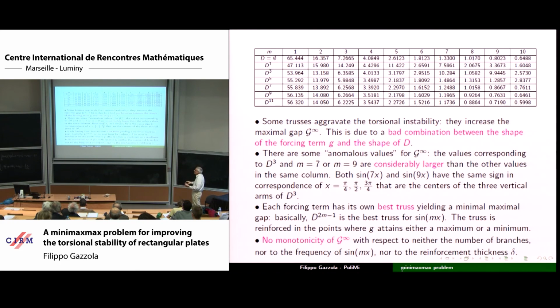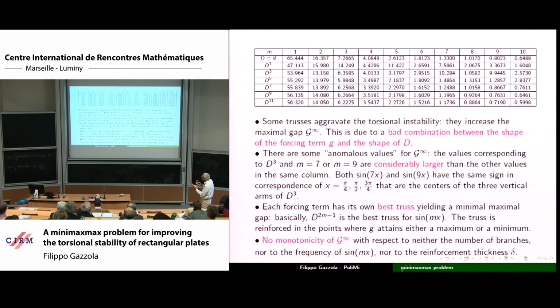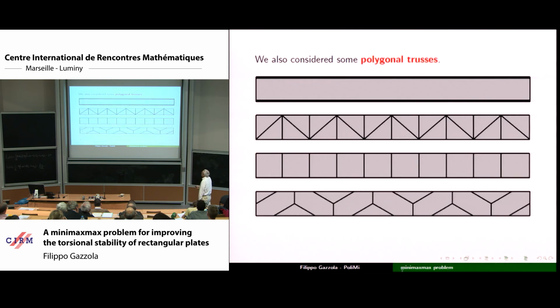Okay, this is all. You cannot find any rule, and you cannot find any monotonicity of G infinity. So, if you want to study this table and see something else, the main conclusion is that we must be very careful. It is not true that putting material necessarily leads to a better performance.